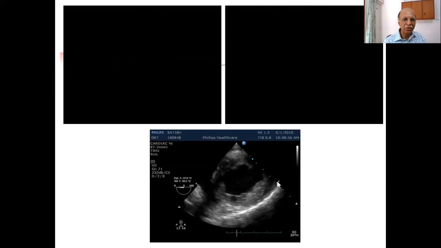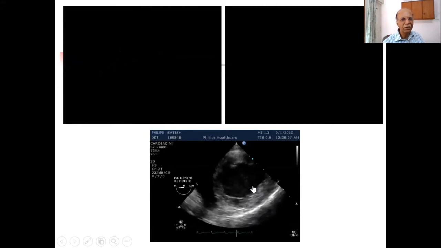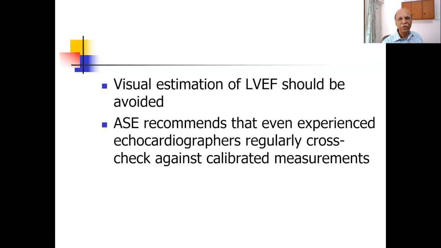However, if you have something intermediate, such as this, then there could be a variation in the assessment of LV function. Some may label this as 35%, others may label it as 40%, and yet others 45%. And therefore, you should avoid visual estimation of the LV ejection fraction, and ASC recommends that even experienced echocardiographers should regularly cross-check against the calibrated measurements.